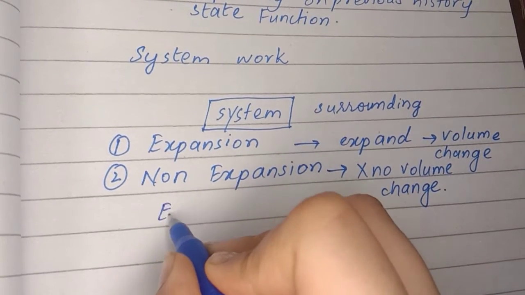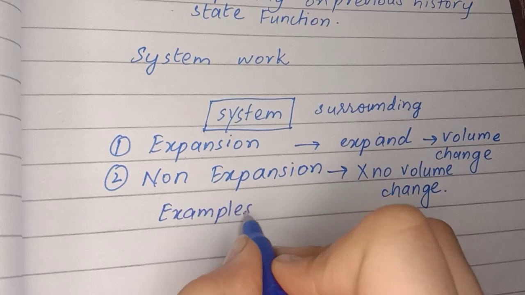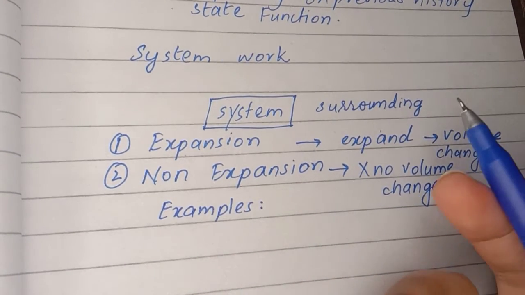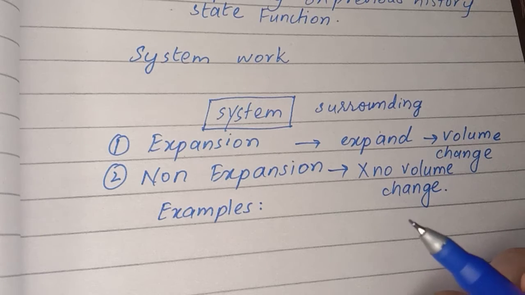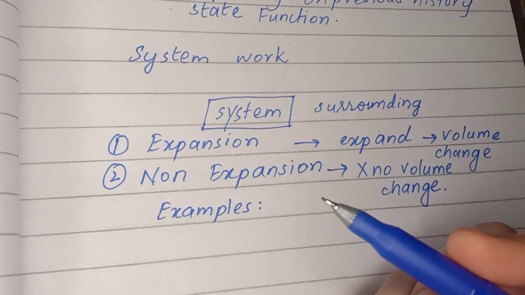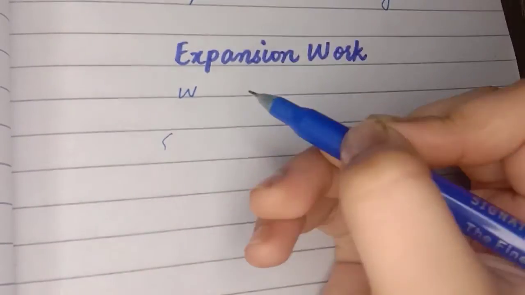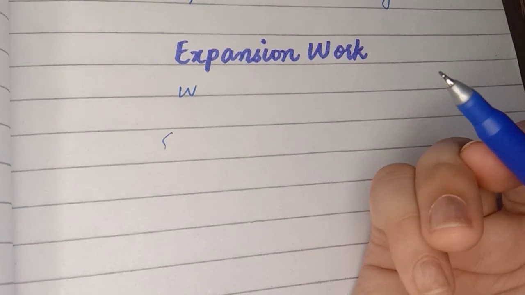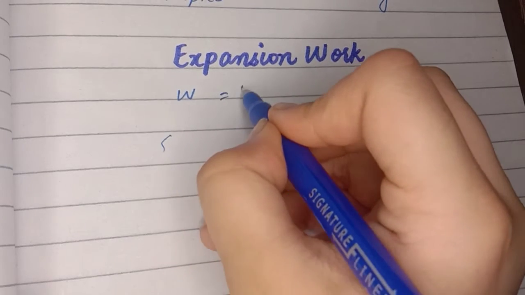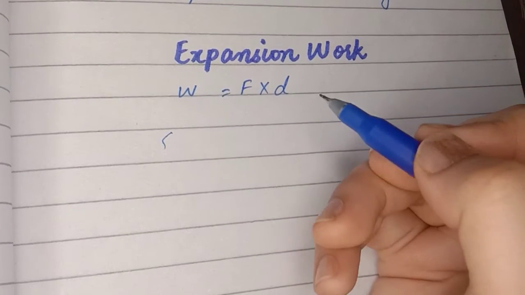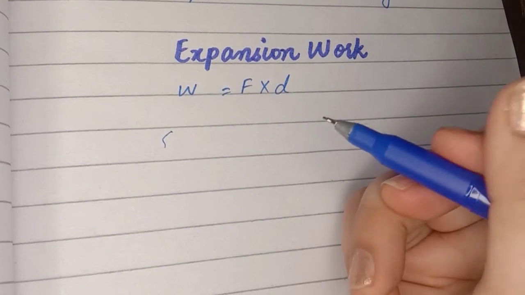Just as energy comes in many different forms, work is also of different forms. And in physics, work, which is denoted by W, is defined as the force that produces the movement of an object multiplied by the distance it has moved. W is equal to F into D.